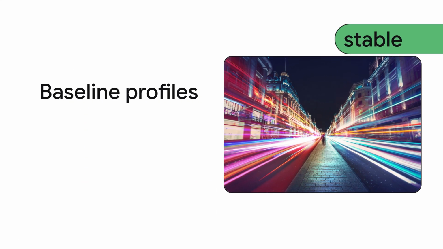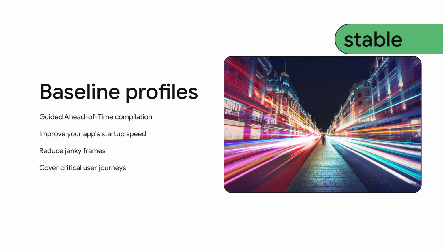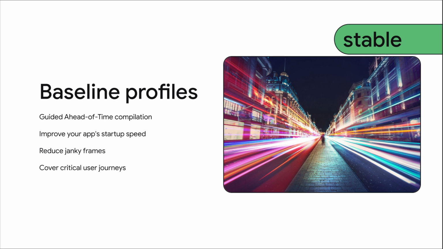Now let me show you an extremely reliable and quick to implement way that you can speed up your app's startup performance. Baseline profiles. Baseline profiles give developers a tool to guide Android's ahead-of-time compilation by providing a list of classes and methods which are used by the Android runtime to precompile critical paths to machine code. This can have dramatic effects on improving your app's startup speed and reducing janky frames. When a baseline profile is created, you can cover critical user journeys to make the path run super smooth from the first time the app launches.